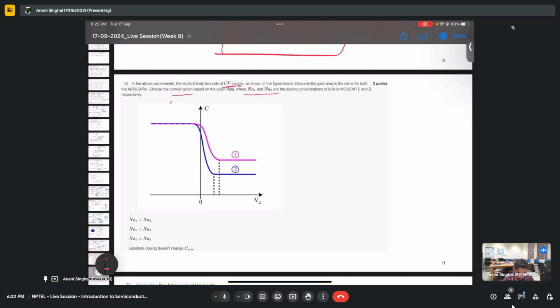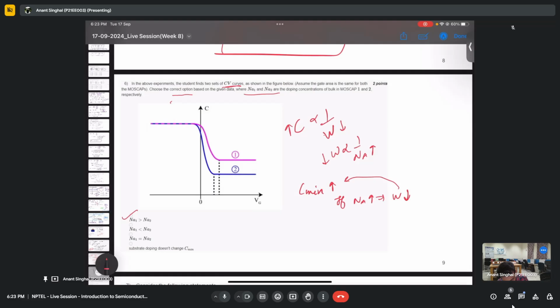Capacitance is dependent upon depletion width, inversely dependent, and depletion width is in turn inversely dependent upon Na. So if you have a higher Na, we have a smaller depletion width. A smaller depletion width means higher capacitance. So that is one way of answering this. This is correct. Basically, we will have a higher C minimum if we have a higher Na.